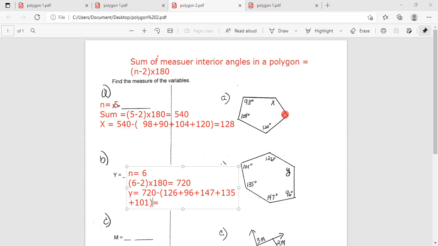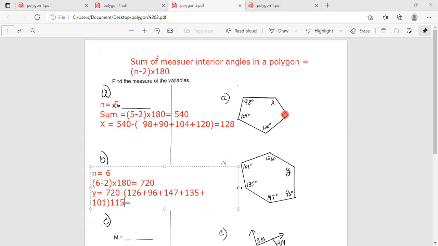126 plus 96 plus 147 plus 135 plus 101. The answer will be equal to 150. Okay, so this is how we can find the measure of a missing angle inside any polygon.